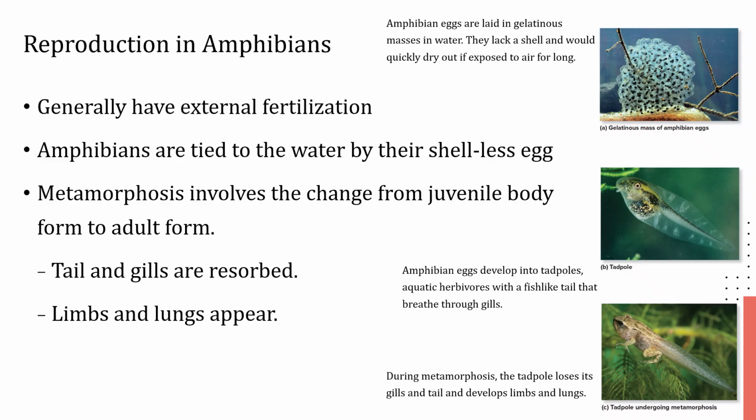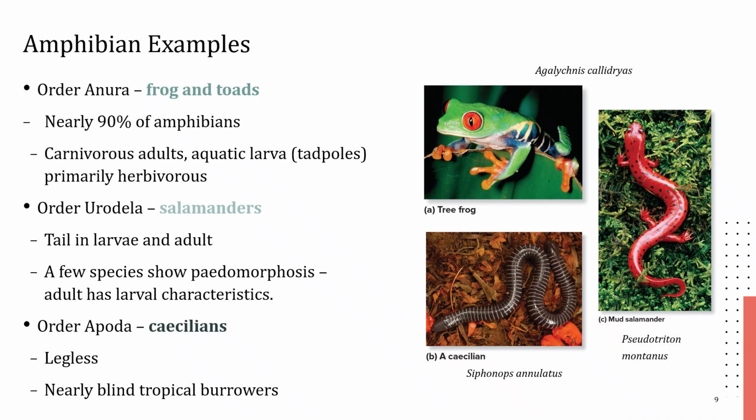During the process of metamorphosis, the tail that we see on the juvenile is going to be reabsorbed into the body, as are the gills, and in their place, the organism produces limbs and lungs. Some examples of amphibians include frogs and toads, which are the most abundant order of amphibians. We also have salamanders and caecilians.